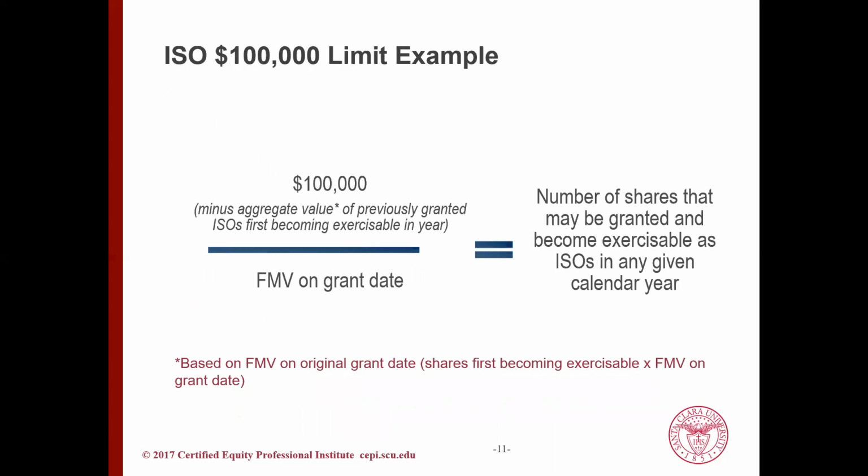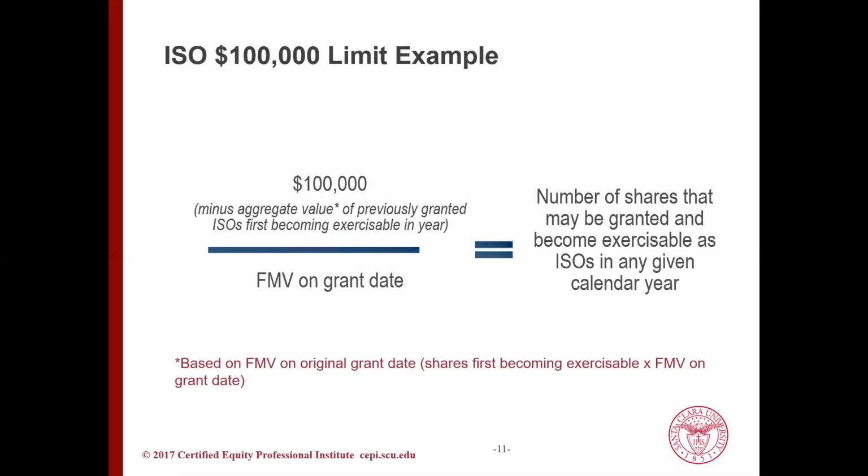So we talked about the $100,000 limit, so let's talk about how that's calculated. $100,000 is divided by fair market value on the grant date to arrive at the total number of shares that may be granted and become exercisable in that year. It's important to note that the amount used is the grant date fair market value, regardless of whether or not that's the exercise price. In other words, the exercise price can be higher than the fair market value, but fair market value is still used for this calculation.